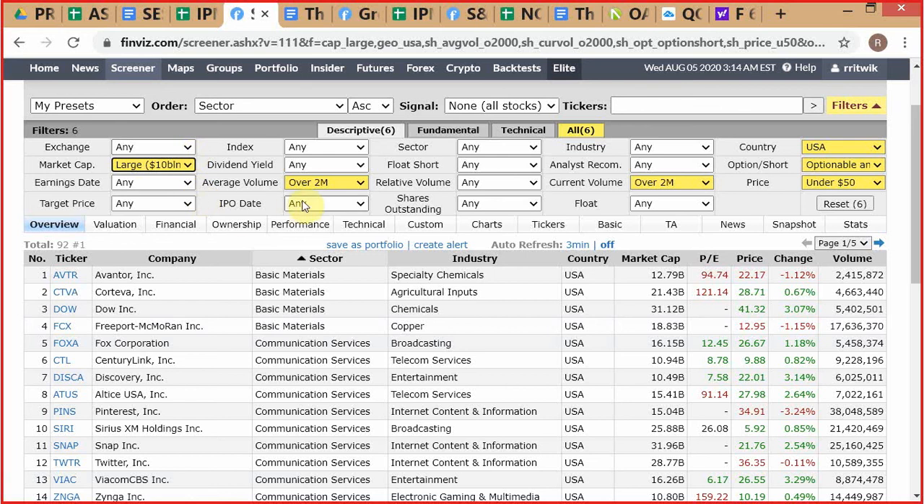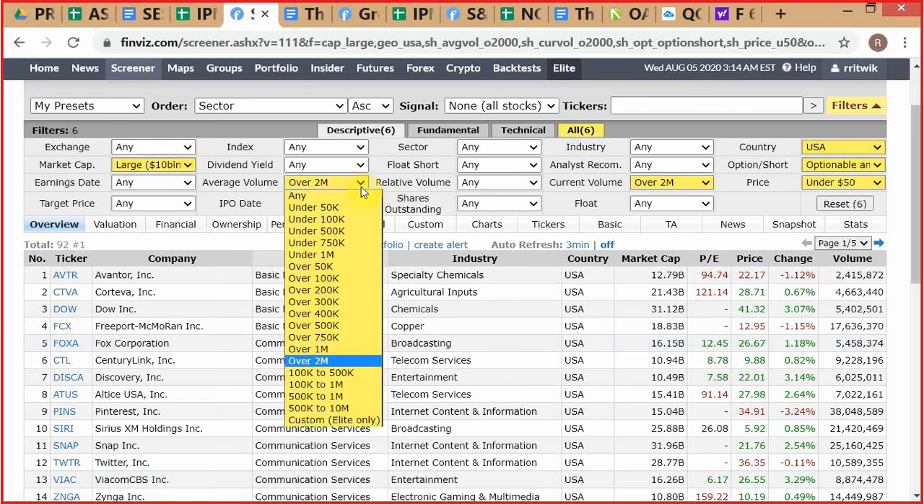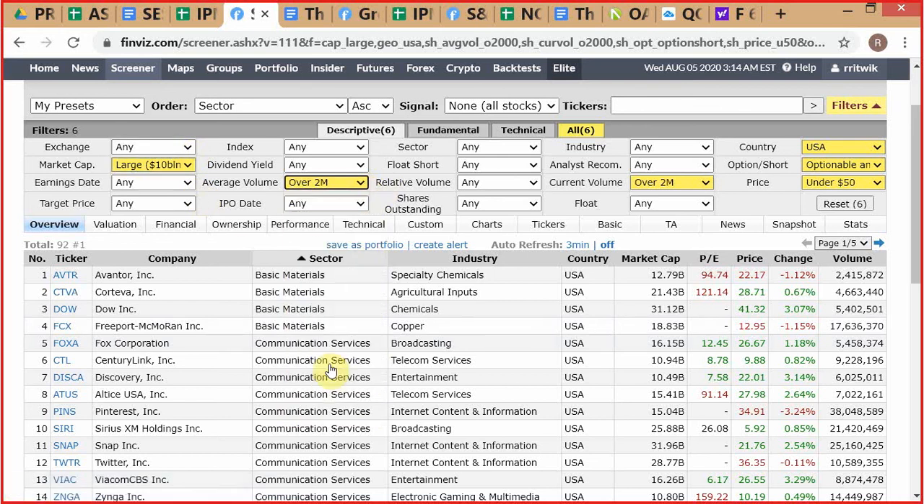Then I said, I want average volume. Any old volume will not do. I want over 2 million. Average volume must be over 2 million. This, I think, is over 1 month or so, or 3 months or so. Then I want current volume also over 2 million.